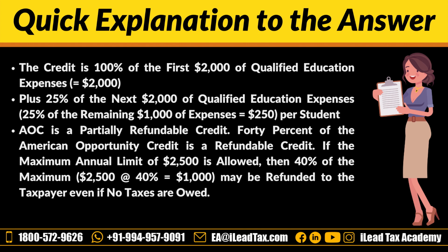would be 100% of the first 2,000, and the next 2,000 is at 25%. So the first 2,000 is 2,000, and the other 1,000 times 25% equals 250. So 2,000 plus 250 equals 2,250. Let's go to the next question.